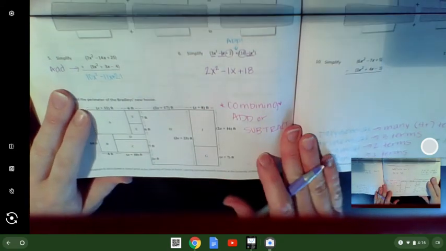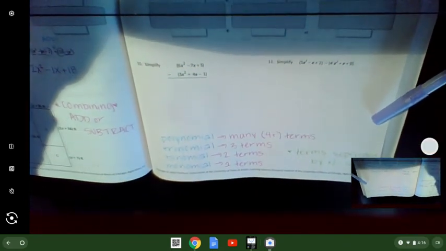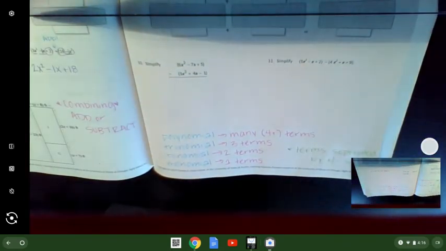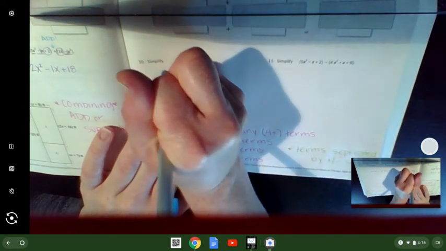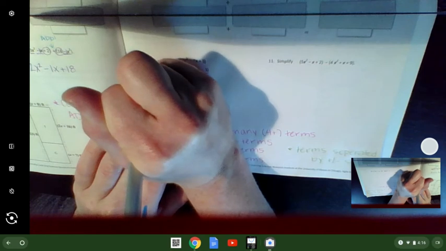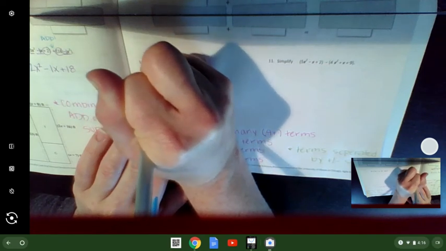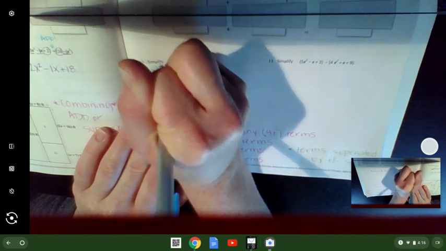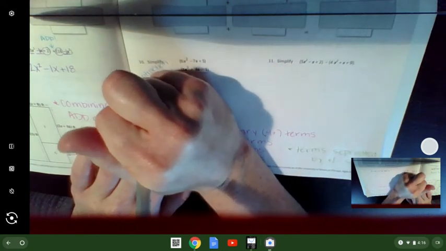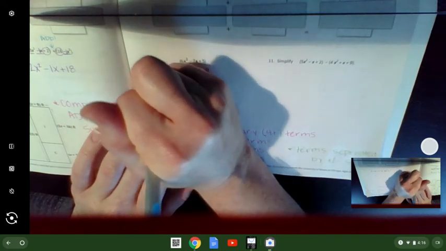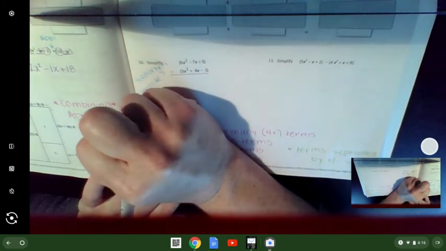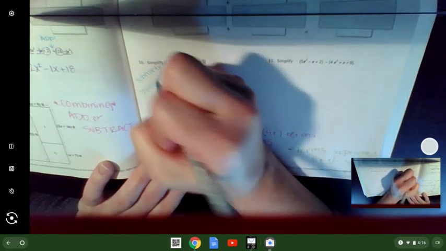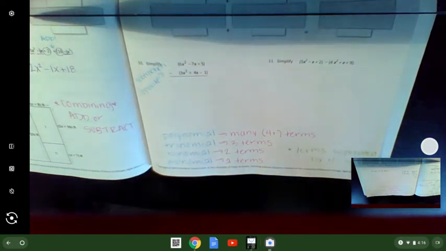I'm going to move over to page 347, and we're going to combine in number 10 and 11. Page 347, number 10 and 11. Notice in this case, we have moved to subtraction. So how is subtraction any different? Well, subtraction really means we are doing the opposite of what sign is in front. We're still looking for like terms. We are still looking for the same variable, same exponent, but subtraction really means I need to do the opposite.